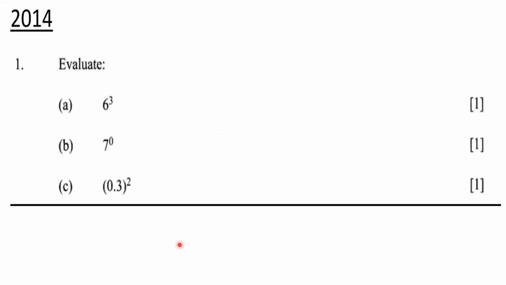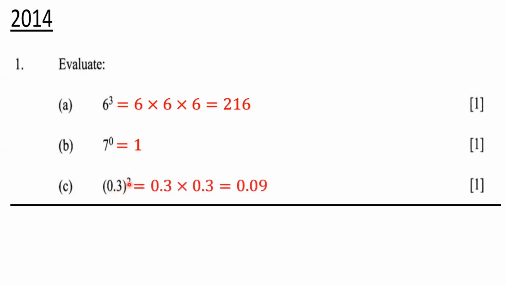we have another question. It says 6 to the third power. 6 to the third power is definitely going to be 6 times 6 times 6, which is 216. 7 to the power of 0 is going to be equal to 1. And 0.3 squared is going to be equal to 0.3 times 0.3, which is 0.09.